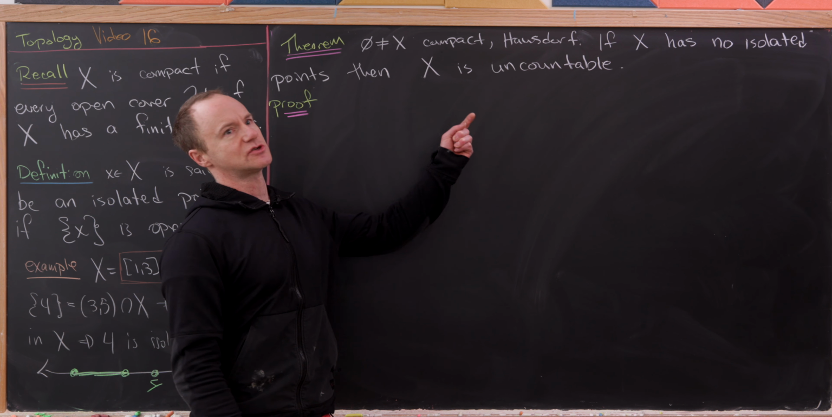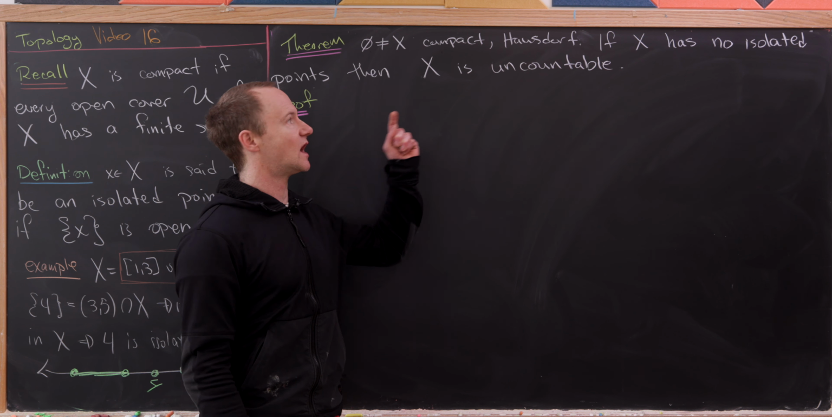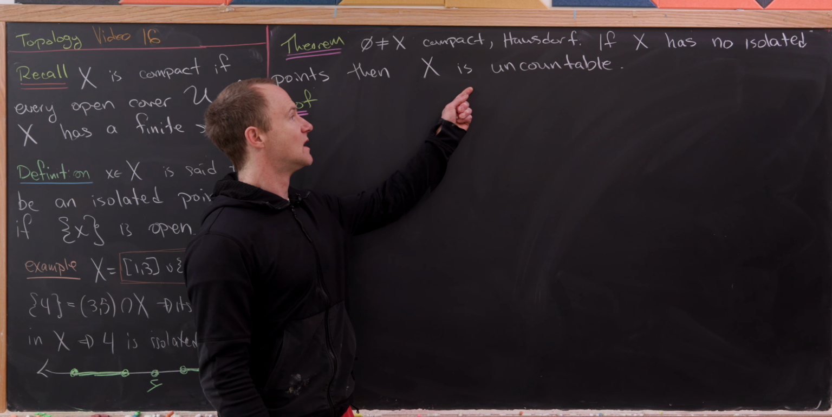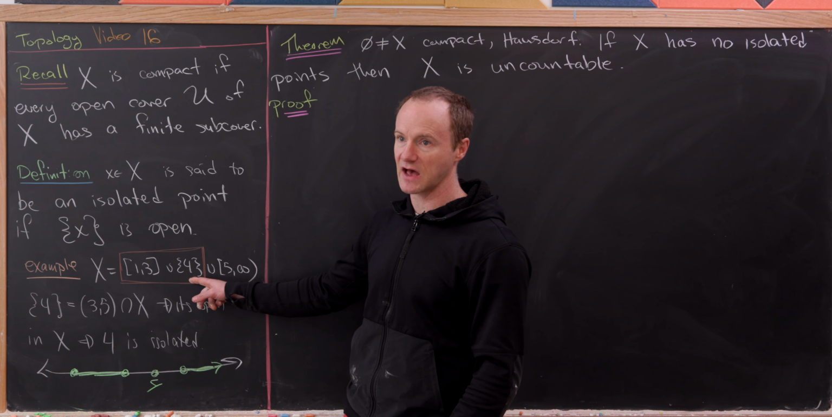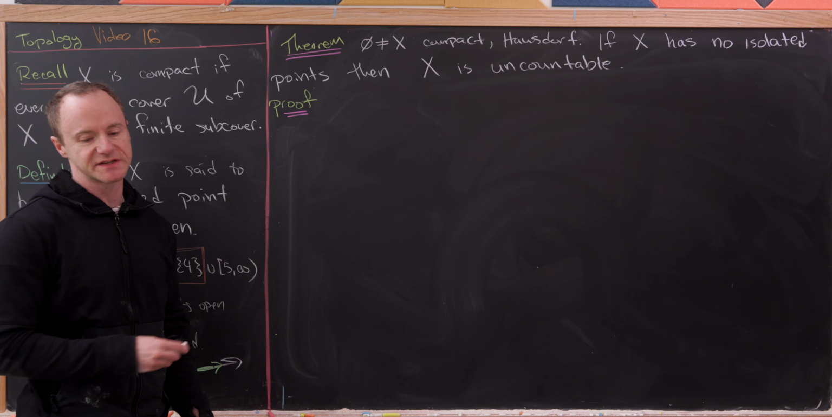Notice that that shows us that this converse is not true, because the converse would be uncountable implies has no isolated point, but that's not what we have here. Okay, so let's get going with this proof.